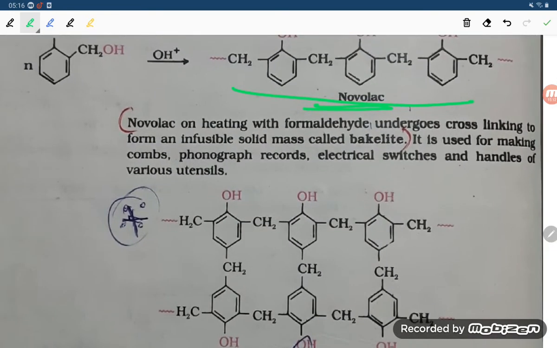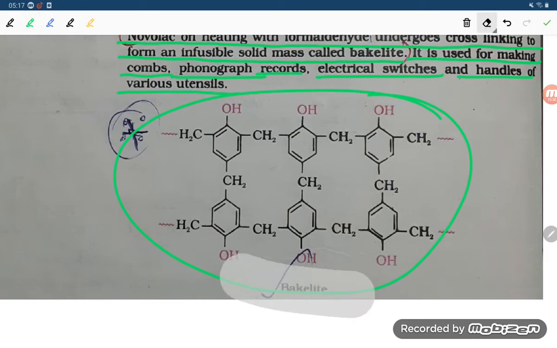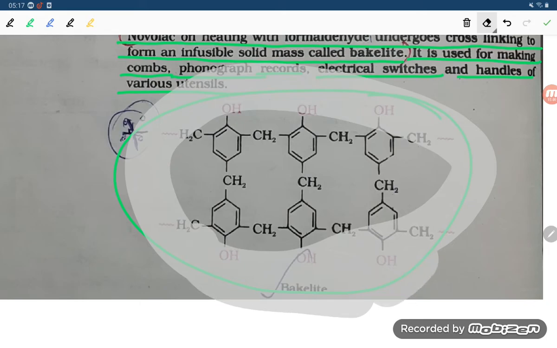Second point, we will talk about Novolac heating with formaldehyde, which undergoes cross linkage to form an infusible solid mass called bakelite. It is used for making combs, phonograph records, electrical switches, and handles of various utensils. So this is the example of Novolac, or you can say this is bakelite. Okay, this is an example of the bakelite.